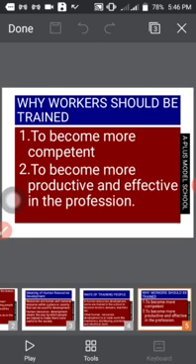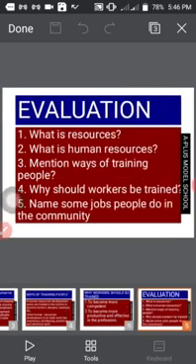Did you understand? Now we have come to the end of the class, and you should be able to answer the following questions carefully. What is resources? What is human resources? Mention ways of training people. Why should workers be trained? Name some jobs people do in the community. Make sure you answer these questions correctly.